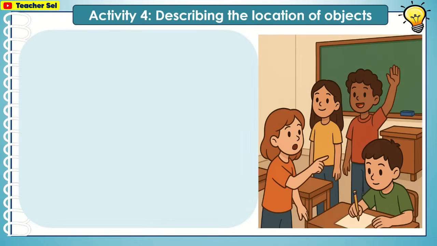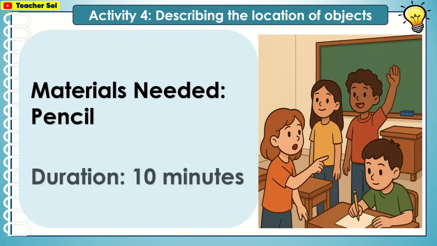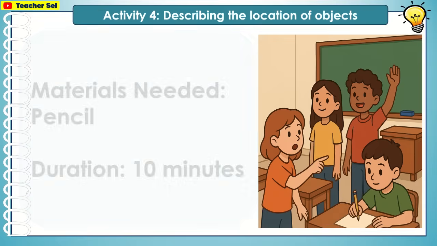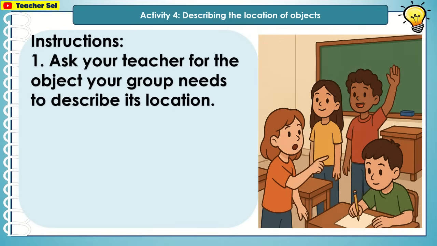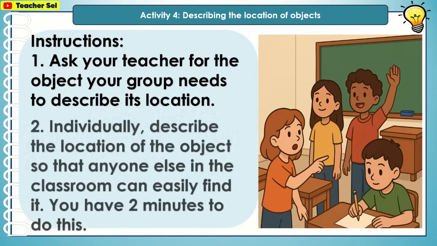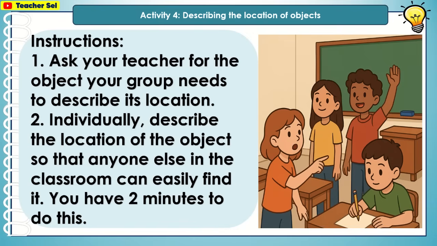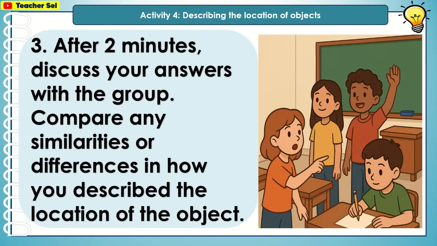Let's have activity 4, describing the location of objects. Materials needed: pencil. Duration 10 minutes. Ask your teacher for the object your group needs to describe its location. Individually, describe the location of the object so that anyone else in the classroom can easily find it. You have 2 minutes to do this. After 2 minutes, discuss your answers with the group. Compare any similarities or differences in how you described the location of the object.